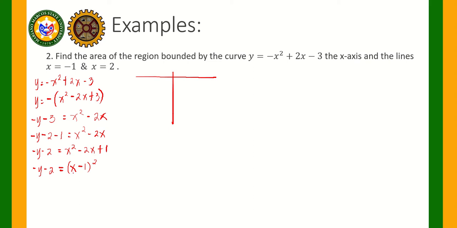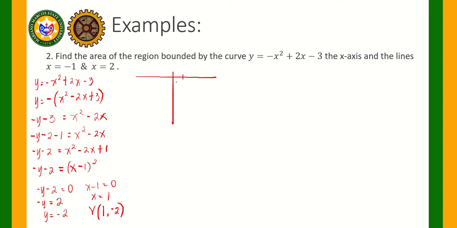Yung curve natin is opening downward, but first hanapin muna natin yung vertex niya. So, yung vertex niya will be, compute natin si y and si x. So, negative y minus 2 is equal to 0. Negative y is equal to, transpose natin sa kabila, maging positive, and we divide both sides by negative, so y is equal to negative 2. For x naman, x minus 1 is equal to 0, so x is equal to positive 1. So, yung vertex natin is 1, negative 2.